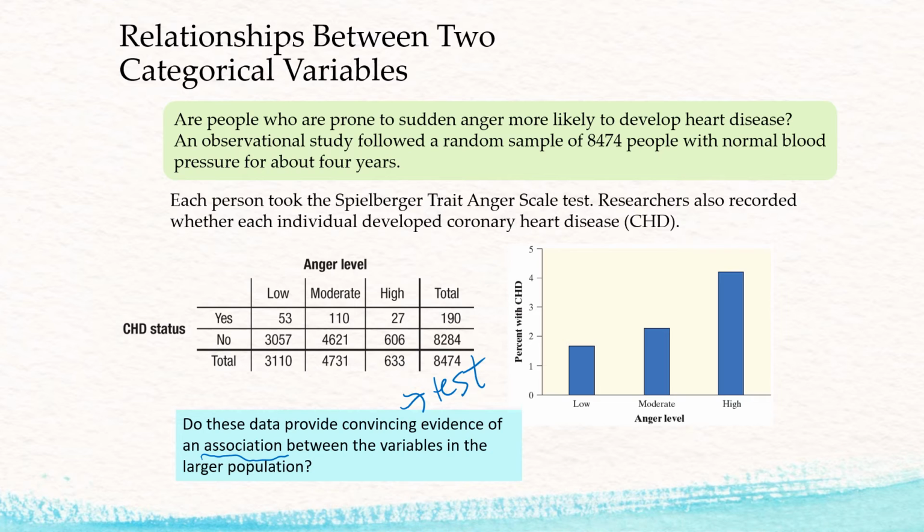So sometimes they'll say, are these two variables independent of each other? Then I would call it a chi-square test for independence. This one specifically says, does this data provide convincing evidence of an association or a connection between the two variables? So I'm going to call this a chi-square test for an association. So this is an example of something you will see for a chi-square test for association.